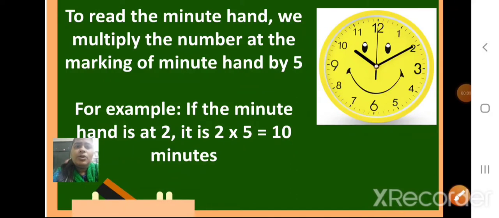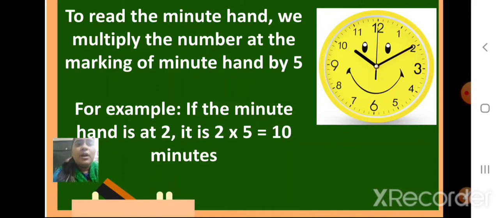Children, now to read the minute hand, we have to multiply the number at the marking of the minute hand by 5. Okay, now here you can see in a clock, there are 12 numbers. 1 to 12 numbers are written. And between each number, there are small lines. There are total 5 lines in between each number. Okay, and there are total 60 of them.